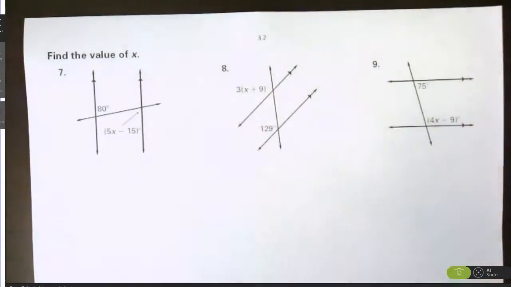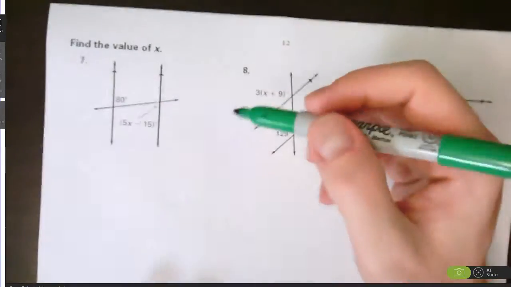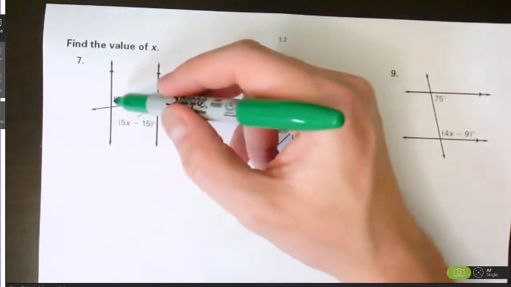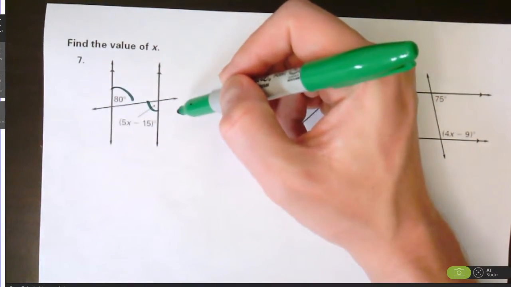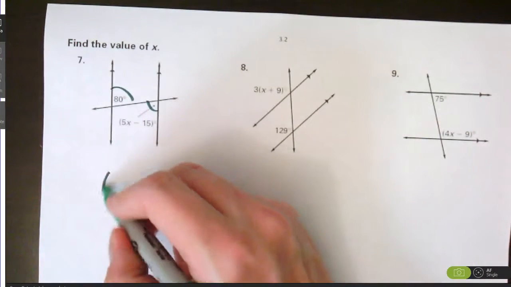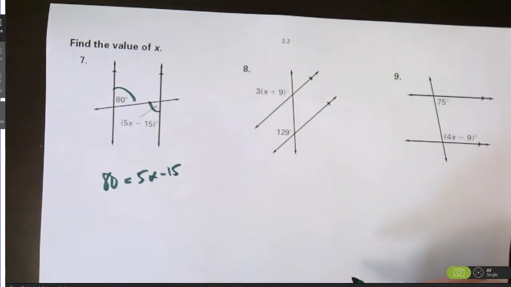So these guys in solving for X, I'm just going to set it up. The algebra part I'm not worried about. But solving for X here, these two angles are a pair of alternate interior angles. Alternate interior angles are congruent, so 80 has to equal 5x minus 15.